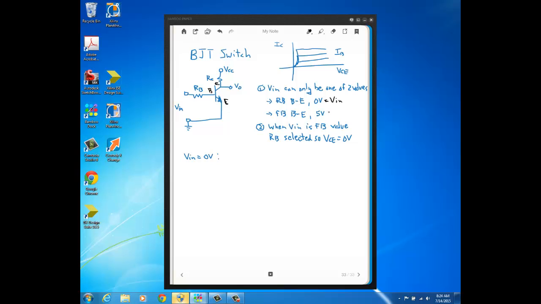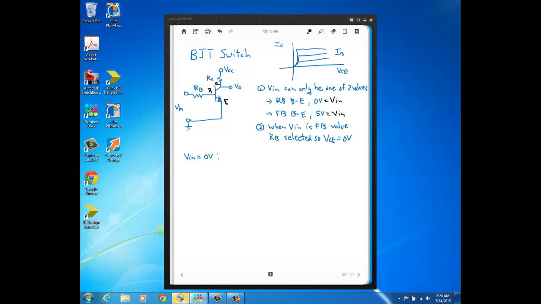And in our examples we're going to use a value of 5 volts. But in other types of BJT switch circuits, this positive voltage value here that gives the forward bias case can be some other voltage.